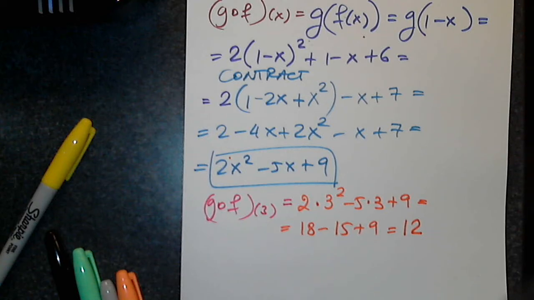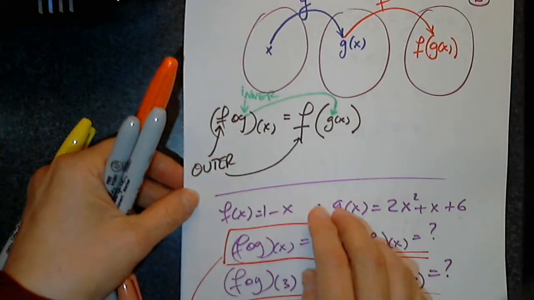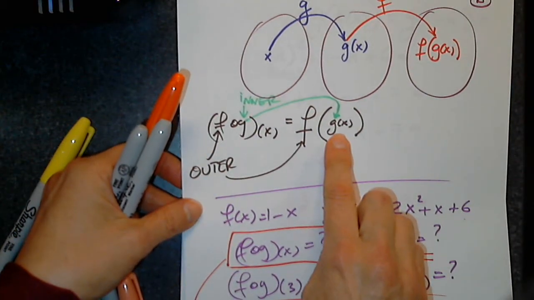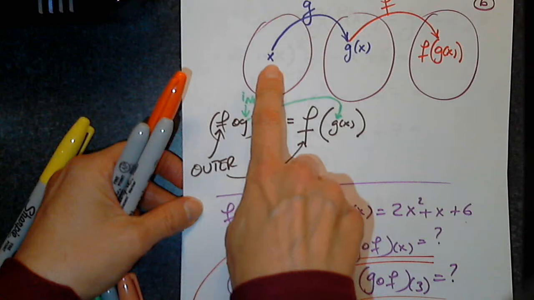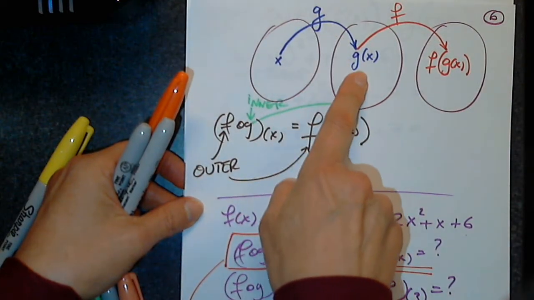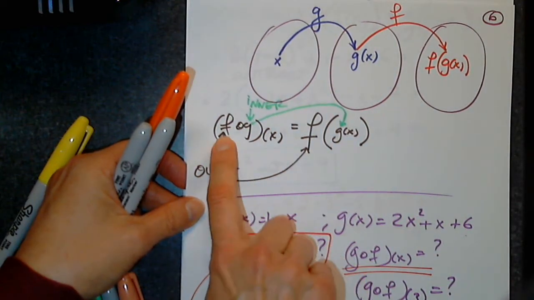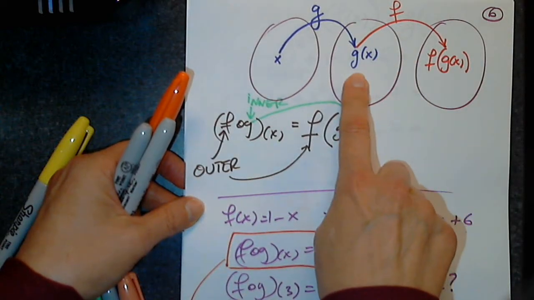Very good question. Really very good. Any questions for me? So you always do the inside first. Absolutely. Let me say one more time why. g is applied to x. I get g of x. And then I apply the outer function to g of x. Better?